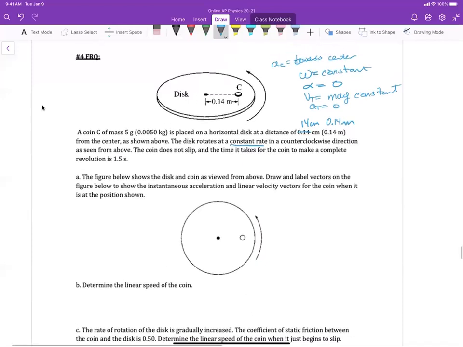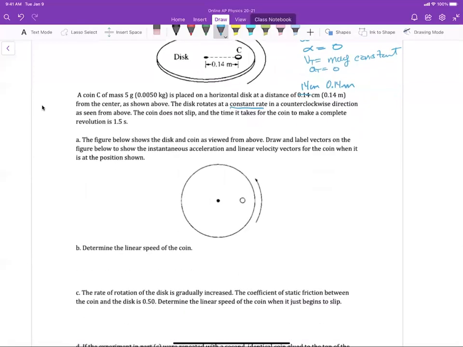Okay. The coin does not slip, and the time it takes for the coin to make a complete revolution is 1.5 seconds. I just gave you T. The figure below shows the disc and coin as viewed from above. Draw and label the vectors on the figure to show the instantaneous acceleration and the linear velocity vectors for the coin when it is at the position shown.